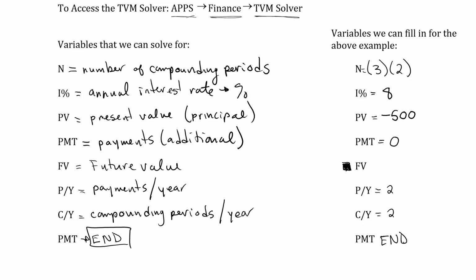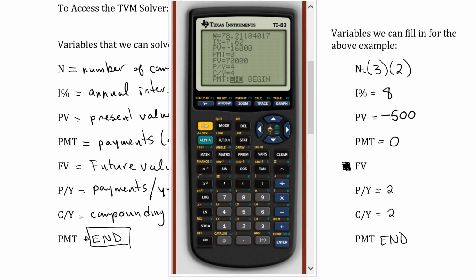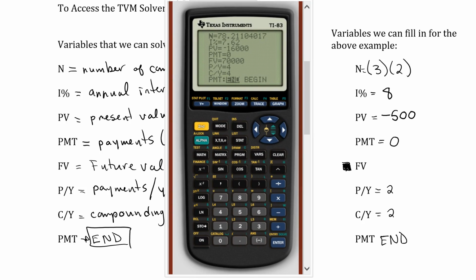All right, so here we go. Let's type this into our calculator. So n is 2 times 3, enter. I is going to be 8. PV is going to be negative 500. PMT is going to be 0. We're going to skip over the future value here. And our PY is going to be 2. And our CY is also going to be 2. And we have it defaulted at end.